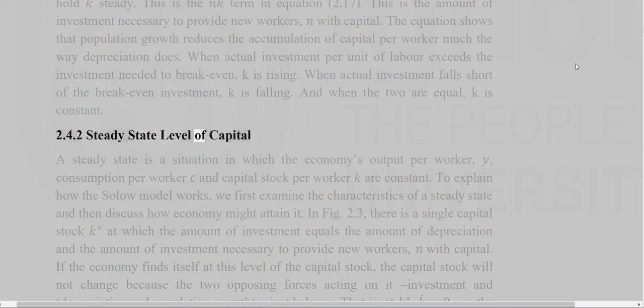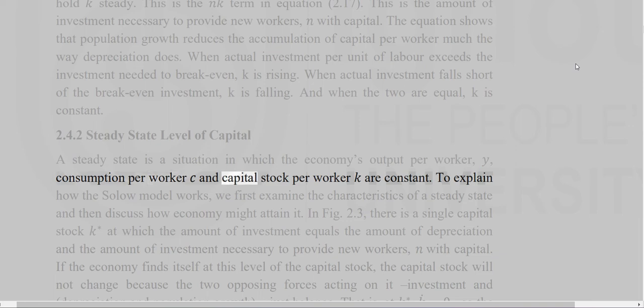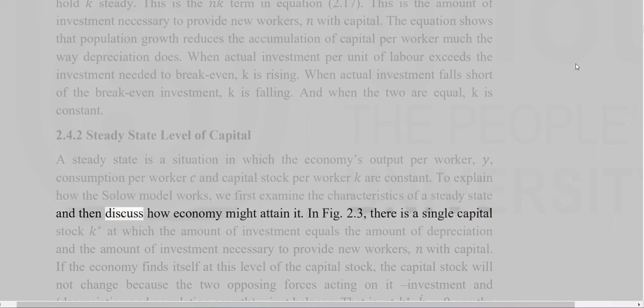2.4.2 Steady state level of capital. Steady state is a situation in which the economy's output per worker, consumption per worker, and capital stock per worker are constant. To explain how the Solow model works, we first examine the characteristics of a steady state and then discuss how the economy might attain it.